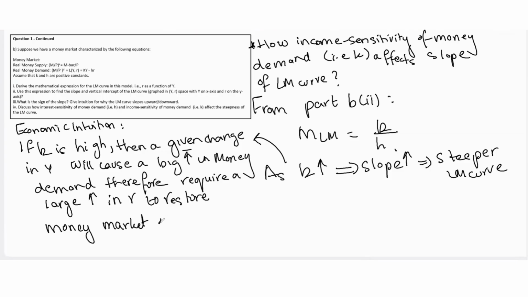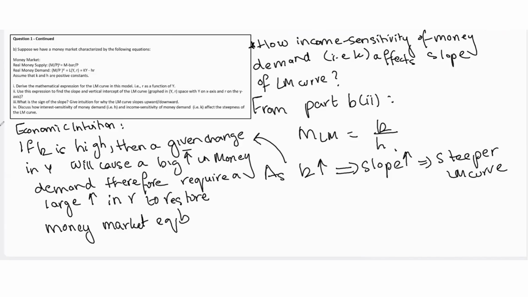Right? So this is the economic intuition of why as money demand becomes more sensitive to income, you get a steeper LM curve. Because what it means is that as money demand becomes more sensitive to income, any change in income will result in a larger change in money demand. So you will need a larger change in interest rate in order to restore money market equilibrium. So for a given change in Y, you have a larger change in R, which is what a steep LM curve means.